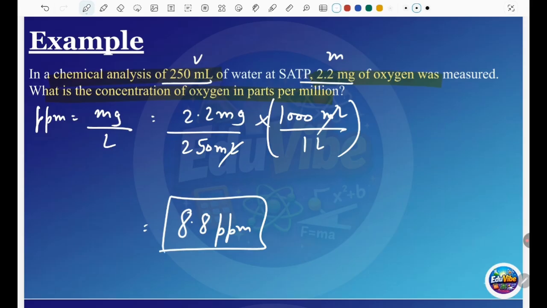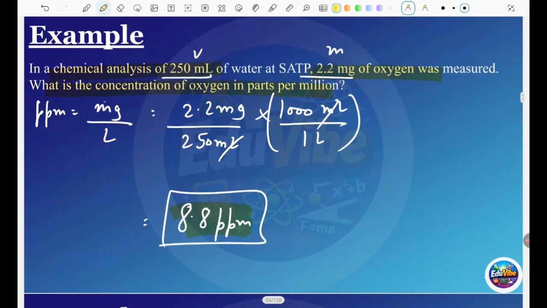There are no units like mg per milliliter. You can't write this. You have to write ppm, because we are expressing the concentration in ppm. So that's how the parts per million concentration works.